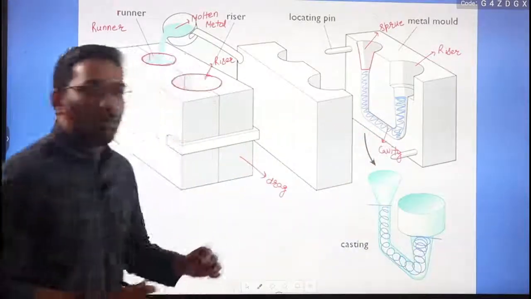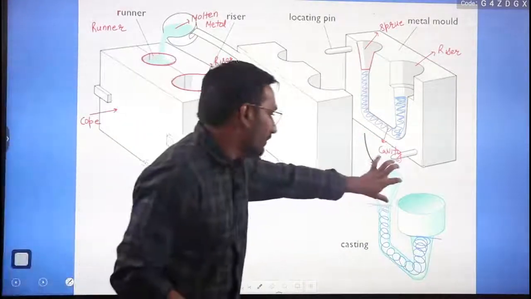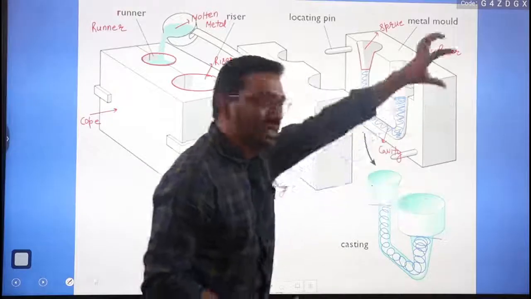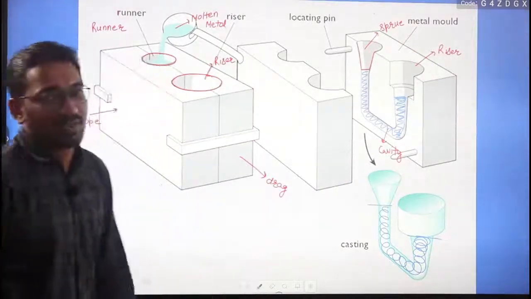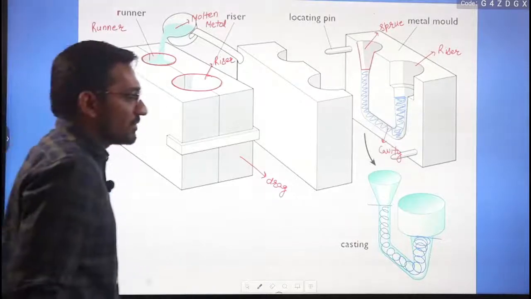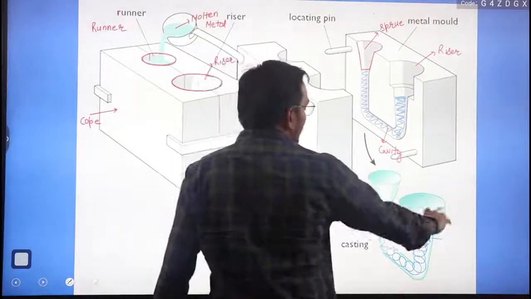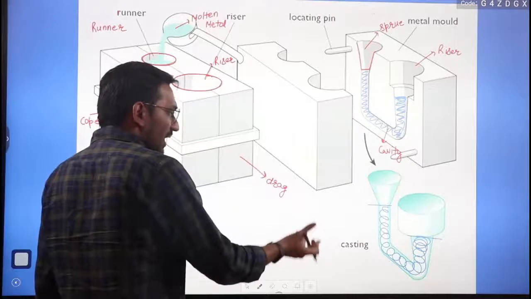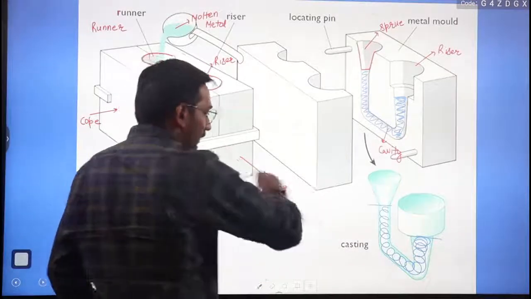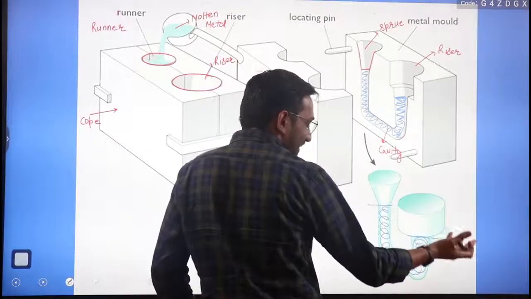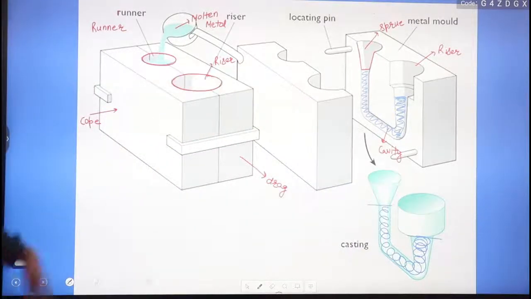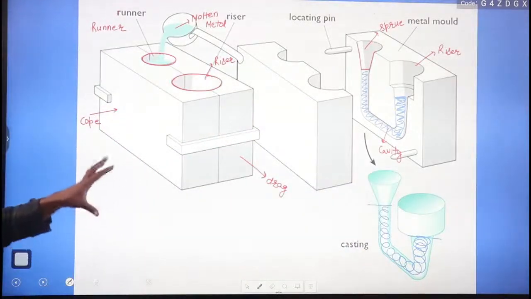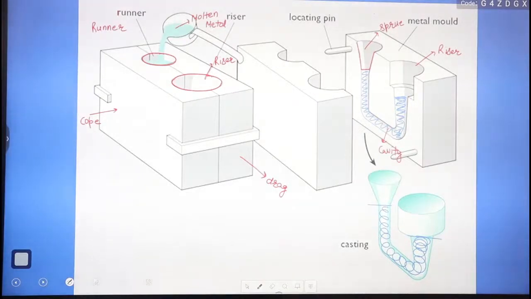So we want to remove the excess metal, like this sprue and this riser; we want to cut it. This process is known as fettling. You can cut it with the help of some cutter or a hacksaw or anything. Then this process is known as fettling. So this is a casting product, and this is a casting process, right?